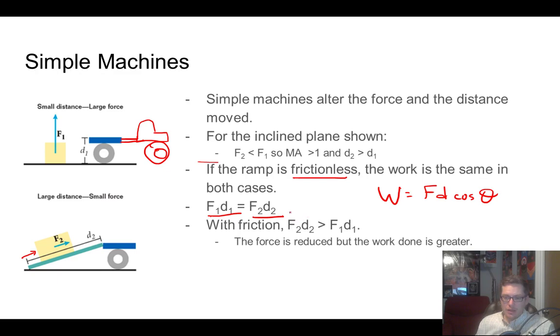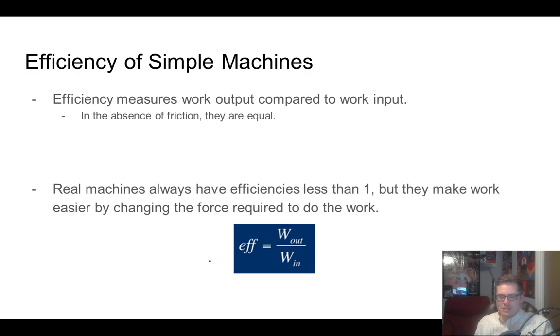Physics works, right? But once we have friction introduced, this work is going to be much bigger because now we have to fight against the force of friction pushing the other way. So that means the work going up the hill is going to be much greater than the work going down the hill, which gets us to our last idea here, which is called efficiency. Efficiency measures work output compared to work input.